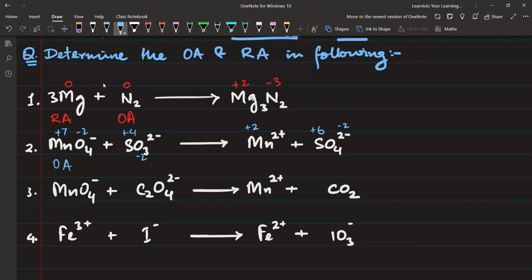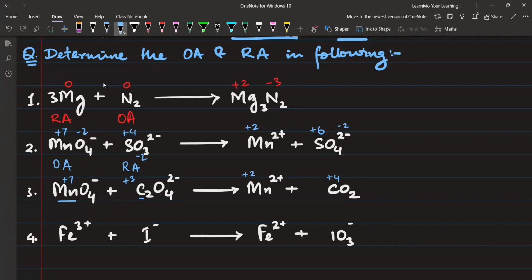Oxidizing agent. And the oxidation number of sulfur has increased, that is why it is going to be the reducing agent. Here also MnO4 negative will be having +7 oxidation state. C2O4 2 negative will be having +3 oxidation state. For what? For the carbon. Here I'm calculating for manganese, not for oxygen. Here also I'm calculating for carbon, not for oxygen. Mn here will be having +2 oxidation state, and the carbon here will be having +4 oxidation state.